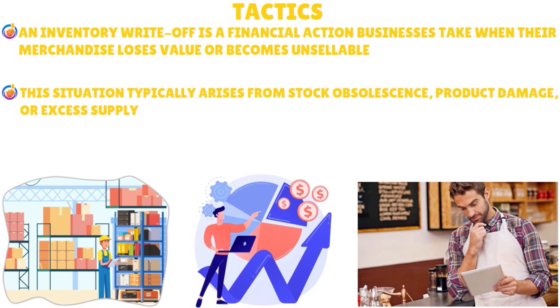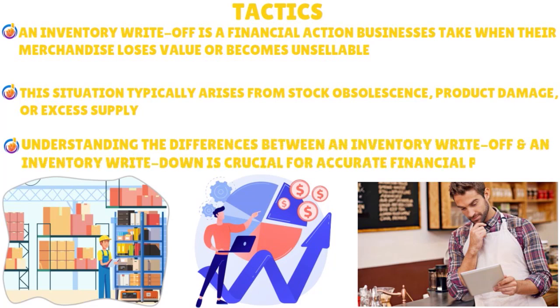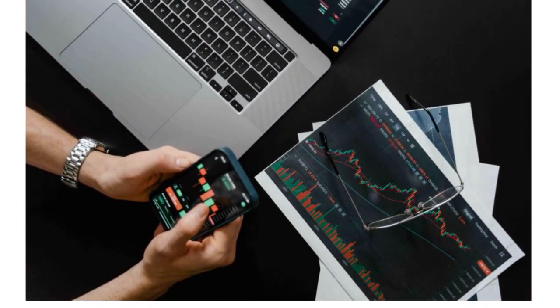Now you have inventory write-off versus write-down. Let me explain a little further. So understanding the differences between an inventory write-off and an inventory write-down is crucial for accurate financial reporting. While both deal with devaluing assets, their applications and implications vary. So there are a few ways write-offs and write-downs actually differ. So what is the extent of devaluation?